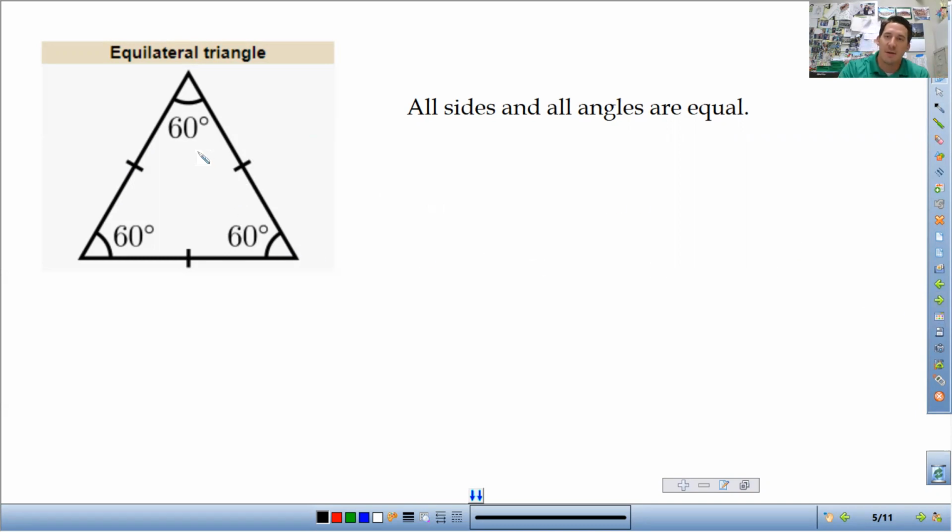Also, as a result, if you remember, the angles in a triangle add up to 180. That means the three angles all have to be 60. So you do 180 divided by 3 to get 3 equal angle measures. 180 divided by 3 is 60. So in all equilateral triangles, the angles are always going to be 60 degrees.